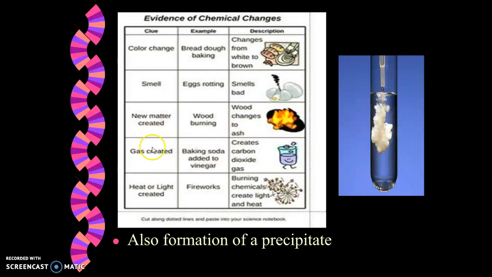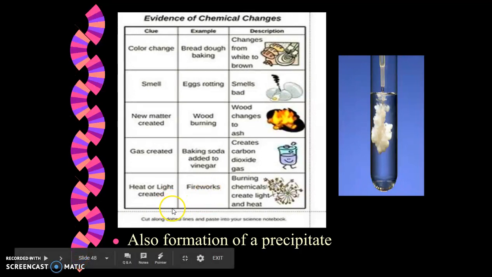Gas being created. If you have bubbles coming off of something, you might get carbon dioxide gas or hydrogen gas or oxygen gas coming off, and you're going to see effervescence, which is bubbling. And then heat or light might be created, such as in a firework. You're going to do a lab where you will burn magnesium and it will give off light. So that tells you that a chemical reaction is happening.